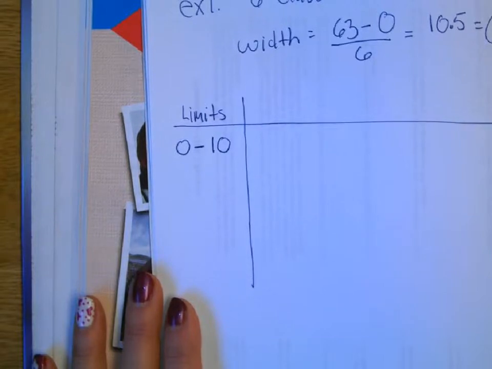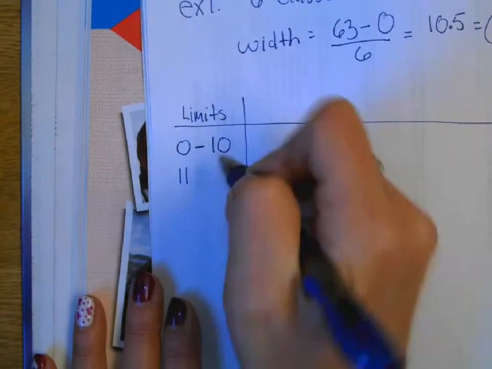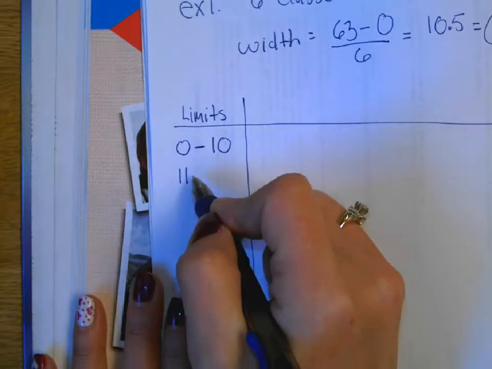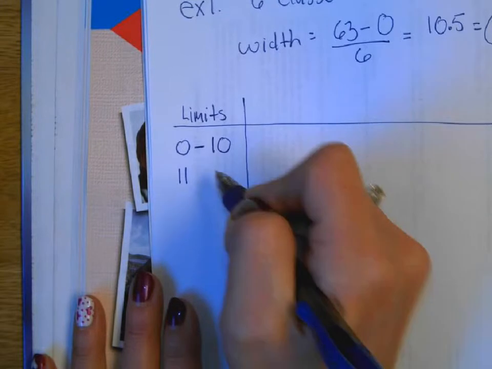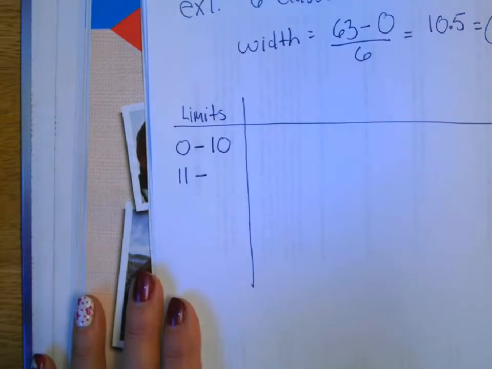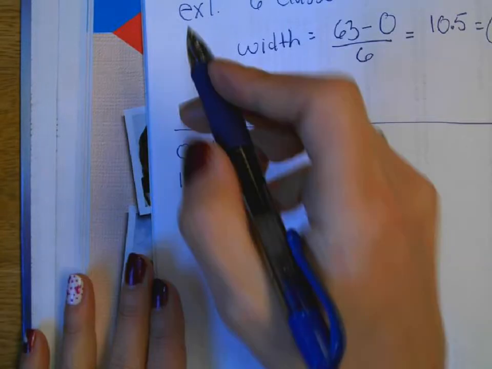Yep. What is the next class going to start at? 11. Because we're ending at 10, the next one has to start at 11. Where is it going to stop at? 22. Let's check. 11, 12, 13, 14, 15, 16, 17, 18, 19, 20, 21.